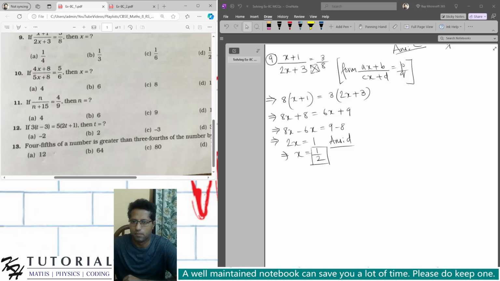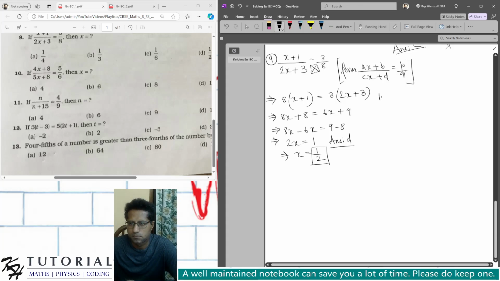Okay, let's do problem number 10. The equation is 4x plus 8 divided by 5x plus 8 is equal to 5 by 6. It is a very similar problem to problem number 9, and we will apply cross multiplication to solve the equation. So we get 6 into 4x plus 8 is equal to 5 into 5x plus 8.